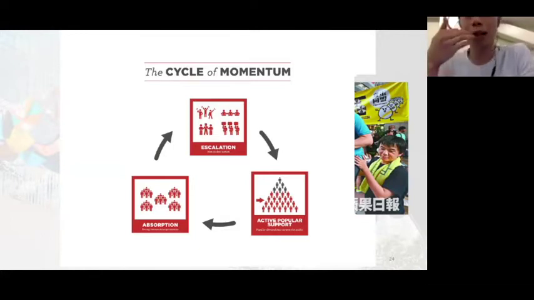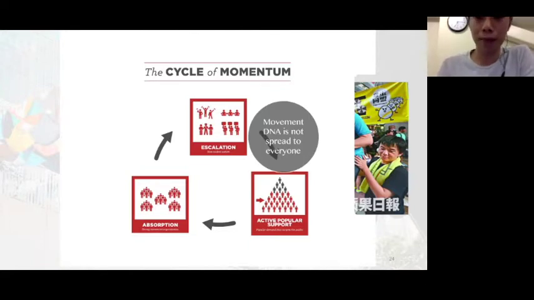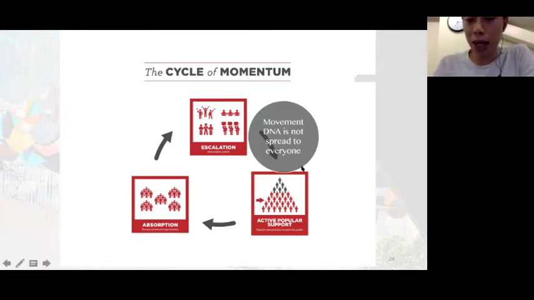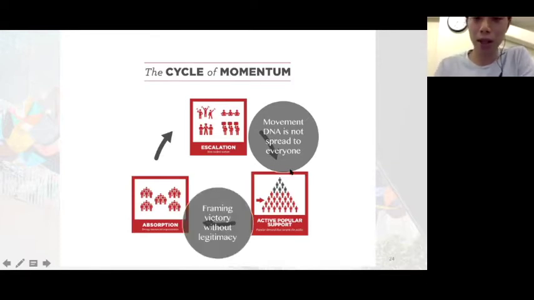This is an outline of the difficulty of the movement. When the movement DNA could not be spread comprehensively to every newcomer, it is hard to have consistent behavior among protesters. And if we don't have consistent behavior, there will also be a legitimacy crisis of the leader.